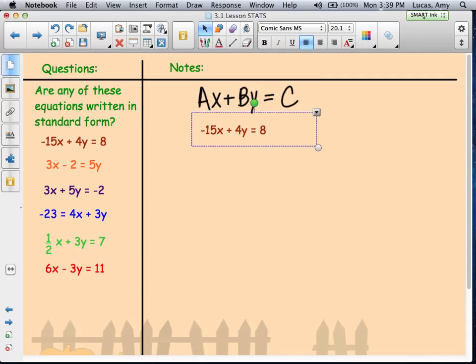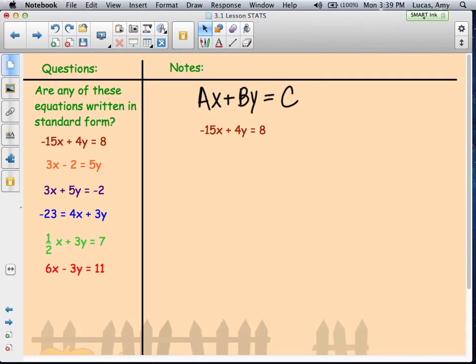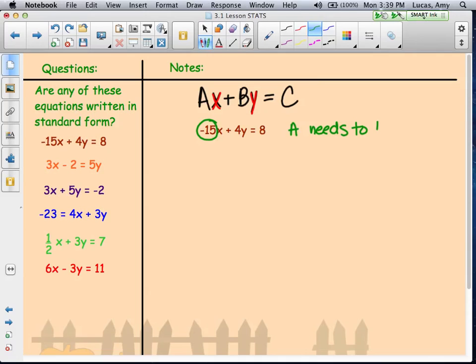So, here's the first one. If I compare it, I think it's written in order. It's got the x and the y on the left side of the equal sign, but there's one little problem, and that is that A cannot be negative. So A needs to be positive. So that means that this first one is not written in standard form.